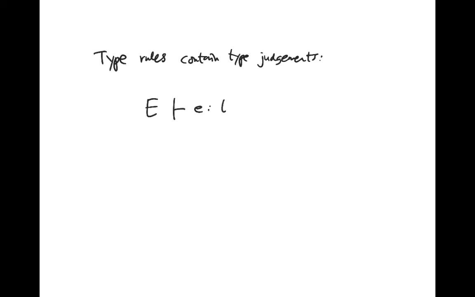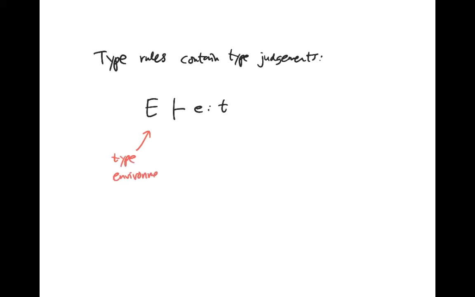In what follows, I'll be presenting some type rules. And type rules speak of type judgments. And type judgments are of the form: given some type environment, expression E has type T. So this is a type environment. Now what is a type environment?